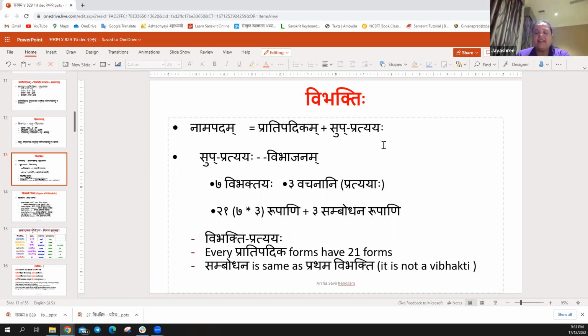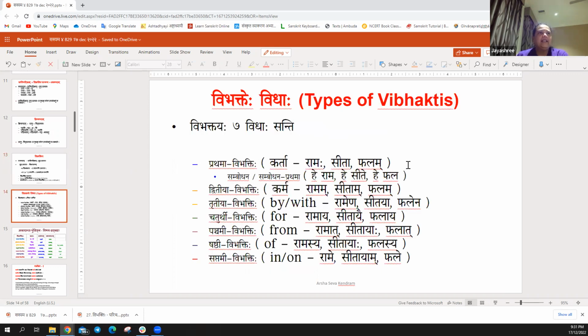Did you understand? Yes, Mahodaya. Okay, we'll go through that later. All right, so it's easy. It's not a difficult one. We'll go through this. Now, the types of vibhaktis, we have 7. Saptavidaha Santi. Now can you please read this?